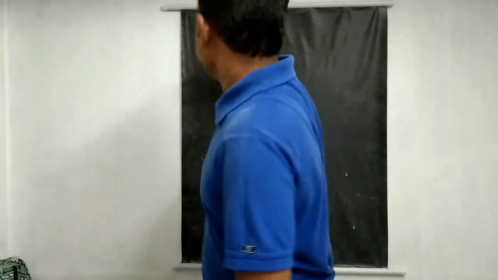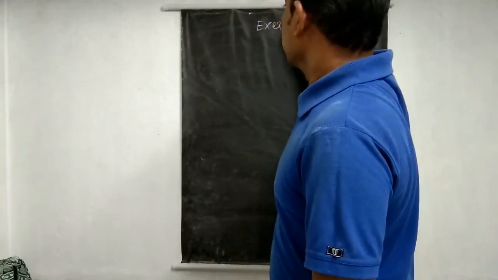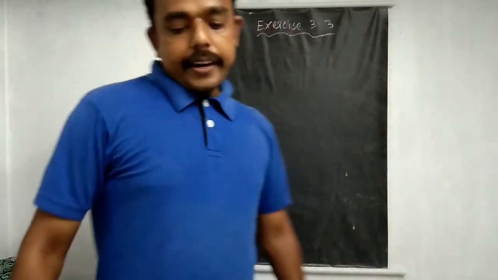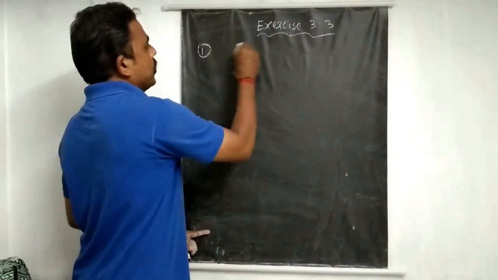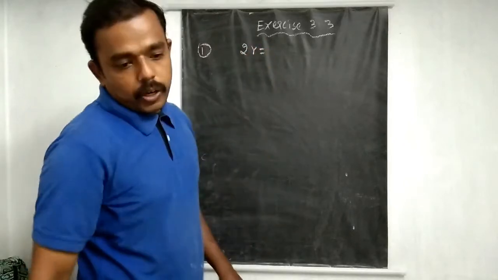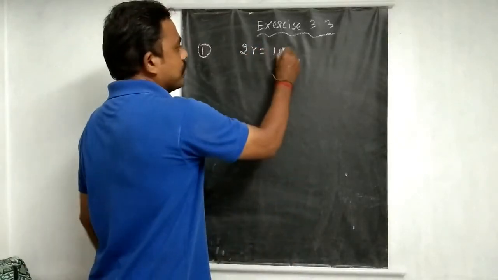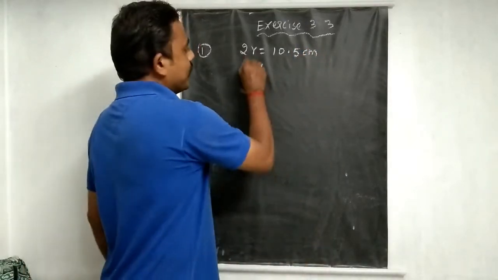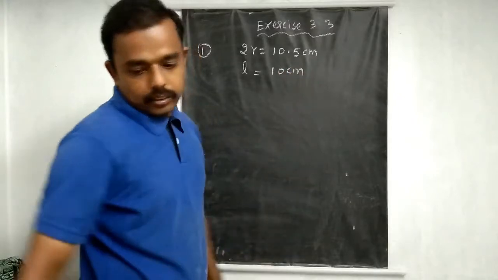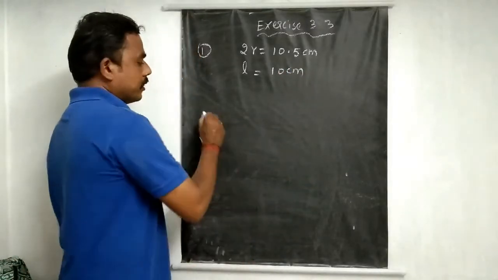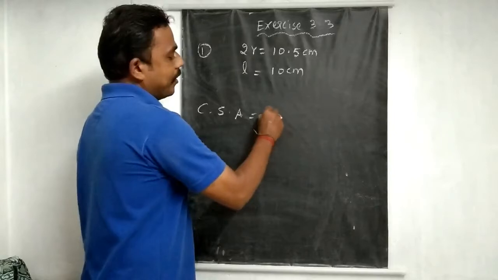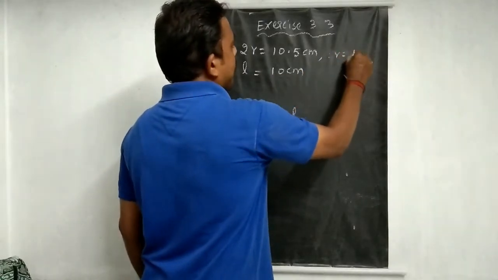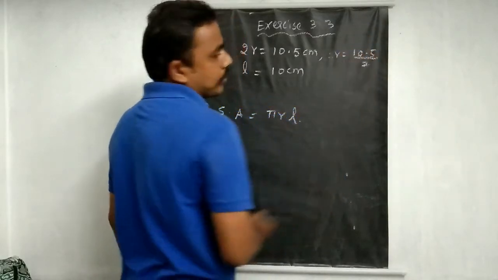Next, exercise 3.3. First problem: the diameter of the base of a cone, 2r, is equal to 10.5 centimeters, and the slant height l is equal to 10 centimeters. Find the curved surface area. The curved surface area is equal to pi r l. So r equals 10.5 divided by 2 centimeters.